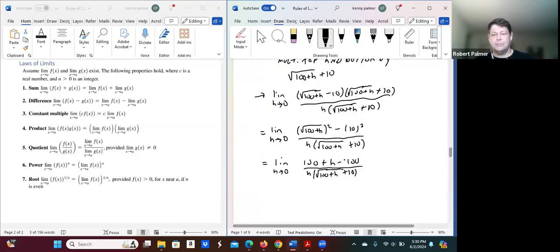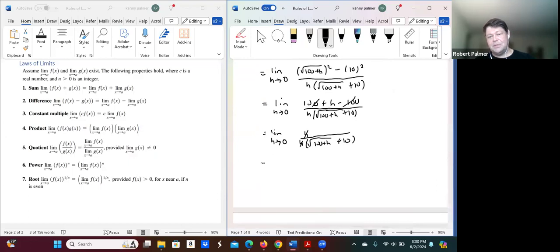Now, one thing that's kind of annoying about this is having to do all the writing. Of course, our 100 and negative 100 cancel out. Then we have h over h times the square root of 100 plus h plus 10. And now you can see the h's cancel out. And I'm left with the limit as h goes to 0 of 1 over the square root of 100 plus h plus 10.